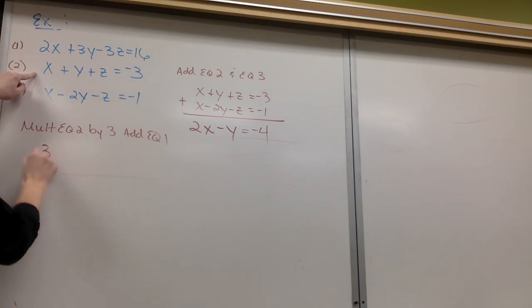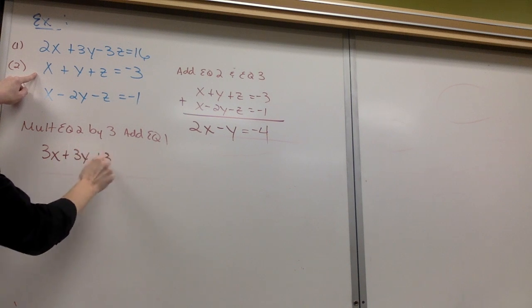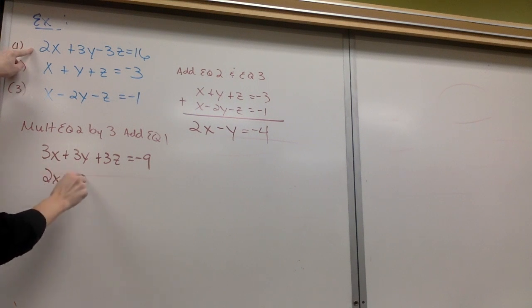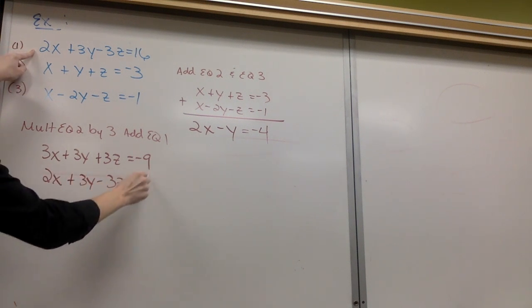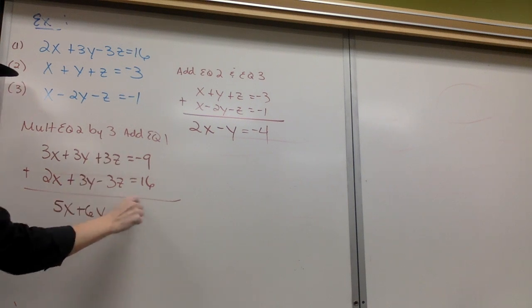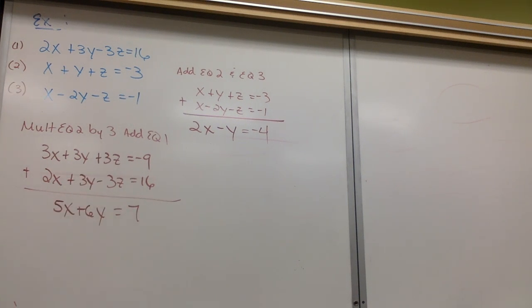So for this guy, I get 3x plus 3y plus 3z equals negative 9. And then I'm just going to write down equation 1. I'm not changing it. I'll put it right here below. Okay? Now, if I did this correctly, I should have got rid of the z's. So this gives me a 5x. This gives me a 6y. The z's are gone, and then over here I get 7 for that guy. This is going to be equation 4, and this will be equation 5. Once again, that's just labeling. That's a reference to help me figure out what did I just do.